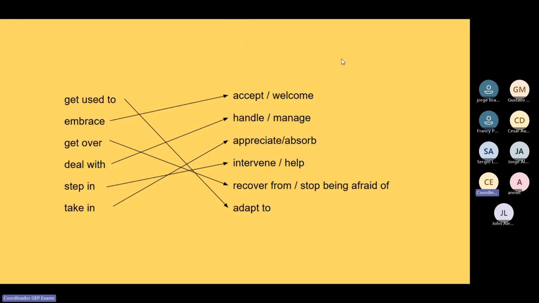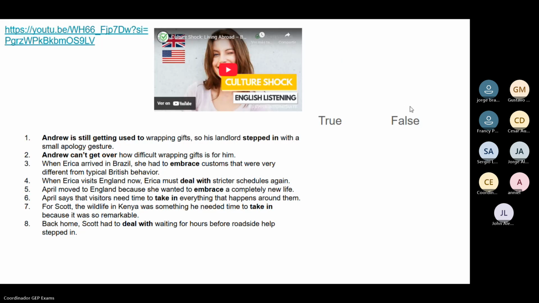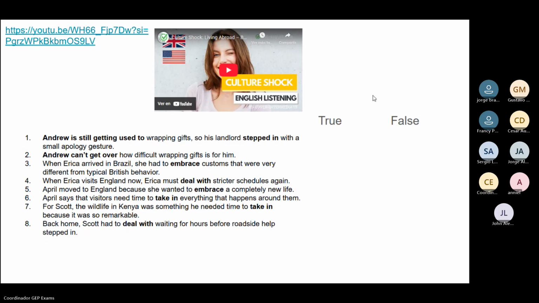So let's move on to the true or false exercise. Okay. So in this, we're going to find these new words, these phrasal verbs into the context. Okay. So Sergio, read the first one.